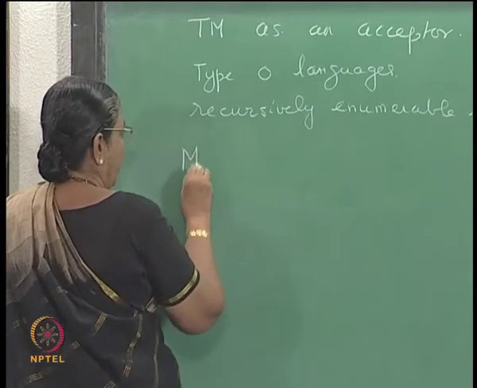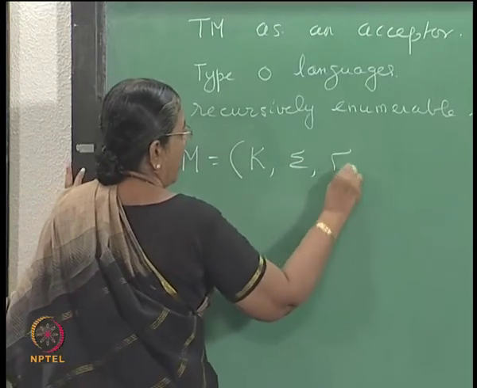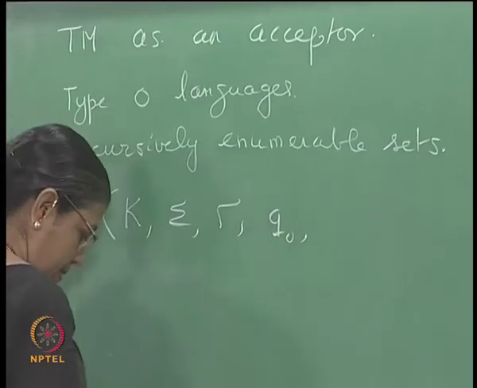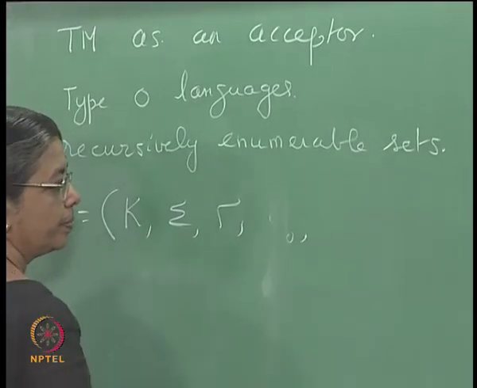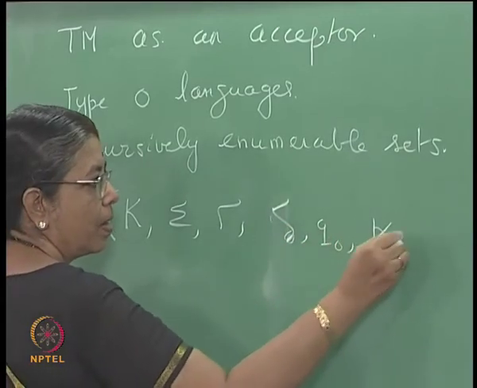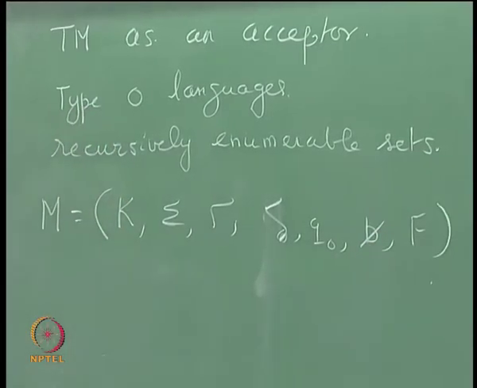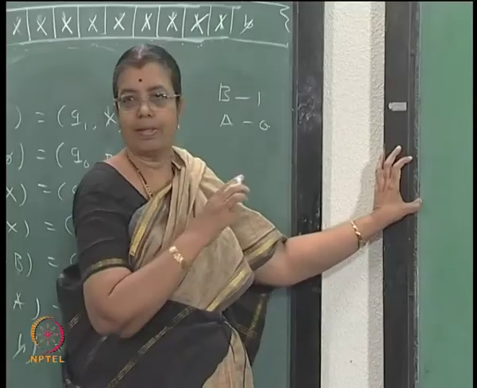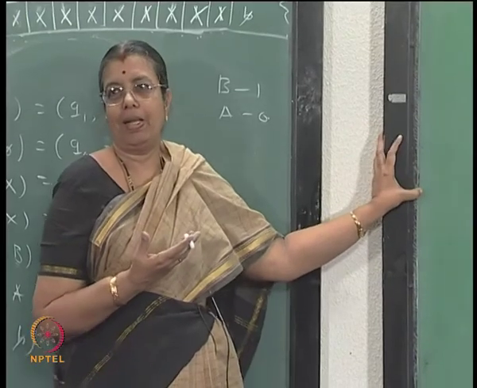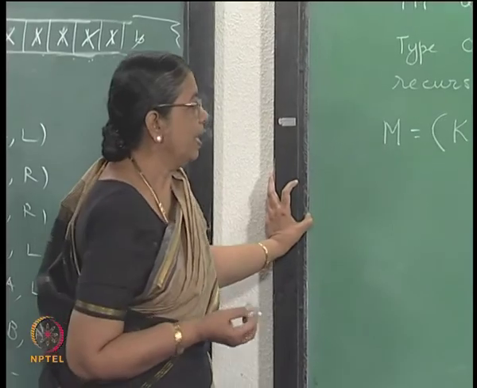Now, when you define a Turing machine as an acceptor, K, sigma, gamma, delta, q naught, and the blank. Sometimes this blank will not be denoted in the tuple. I am taking it as a 7-tuple; sometimes it is also denoted as a 6-tuple in some books. We denote it like this.